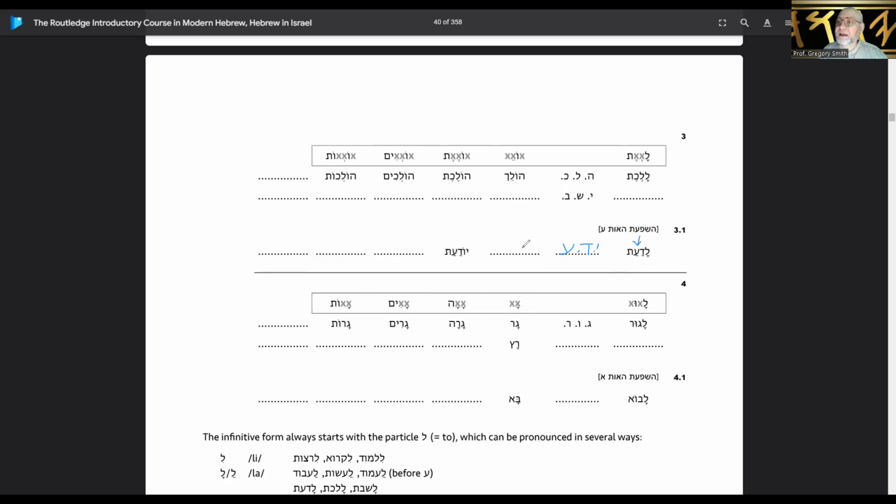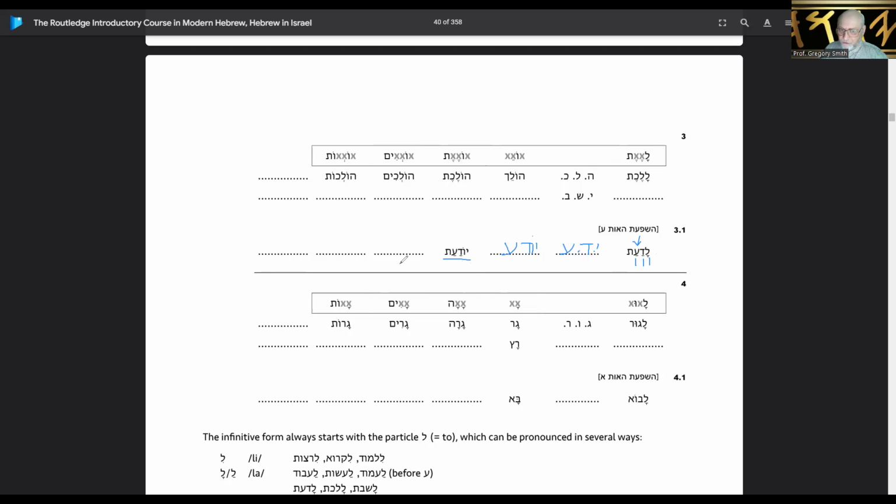So then what if you were to say he knows? You would say yodea. Put a whole M in there. Yodea. There we go. And then she knows would be yodaat. Yodaat. Notice that the pattern we're looking at here is the kametz patak patak pattern. And notice how that pattern is showing up in all of the iterations of he, she, we, they.